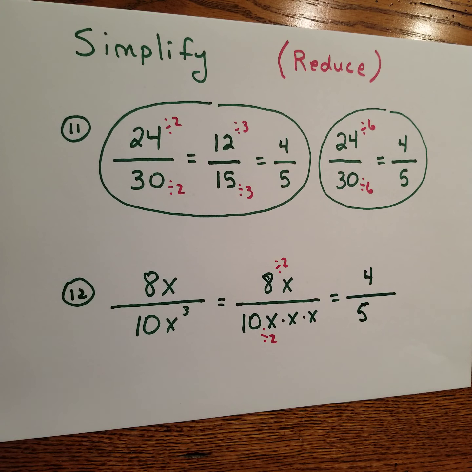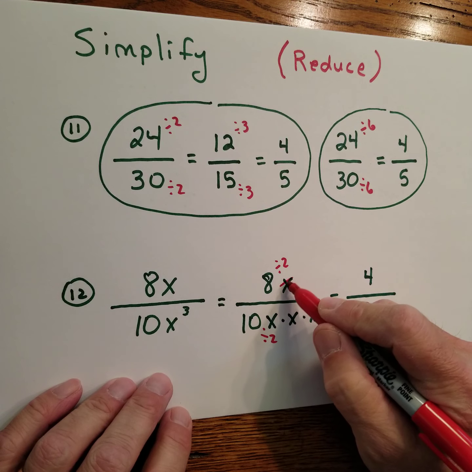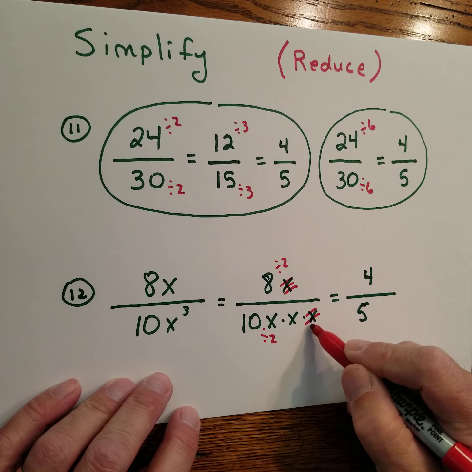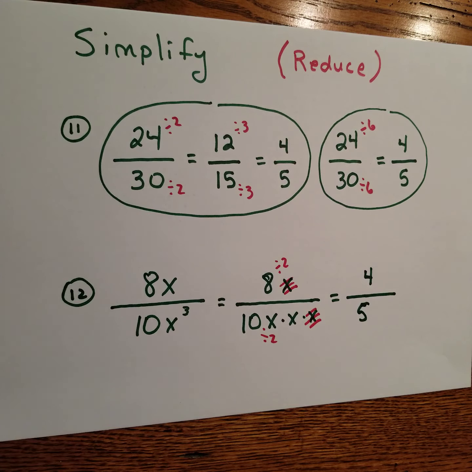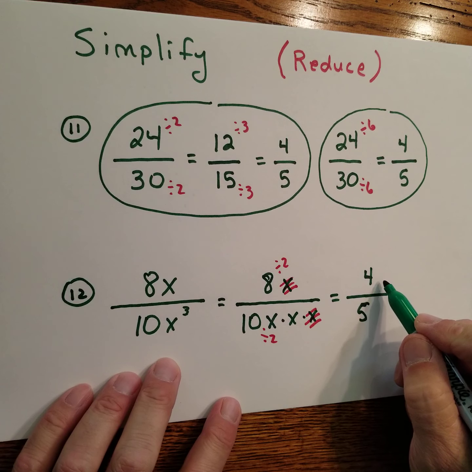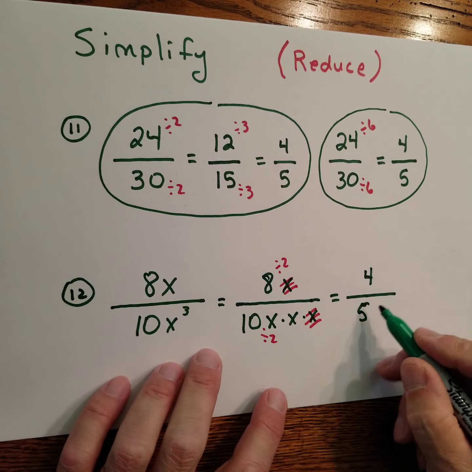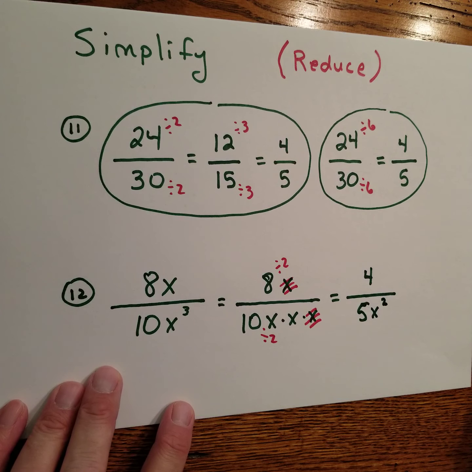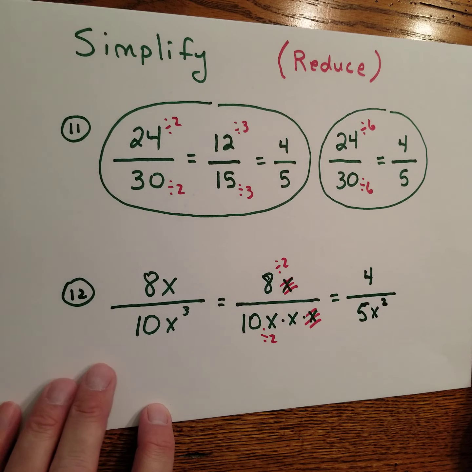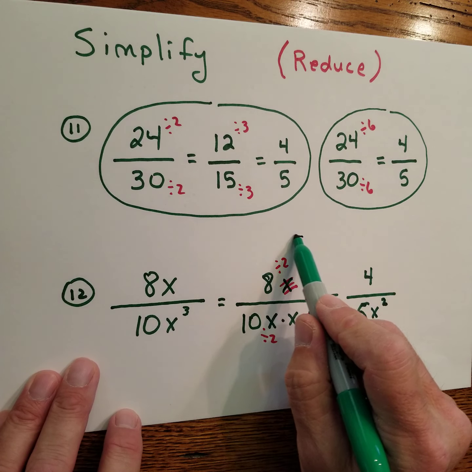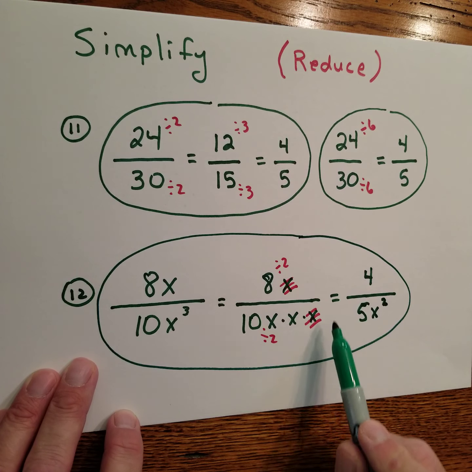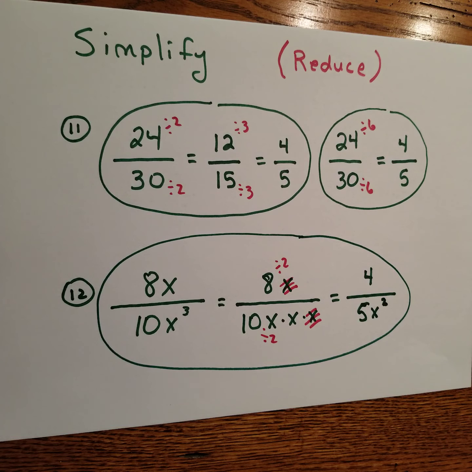Now for the x's, there's an x here in the top that perfectly cancels one of the x's in the bottom. When those cancel, I have no x's left in the top. I have 2 x's left in the bottom. So my best final answer is 4 over 5x squared. Showing your work like this is perfect. Although again, the things I do in red, you can do in your head.